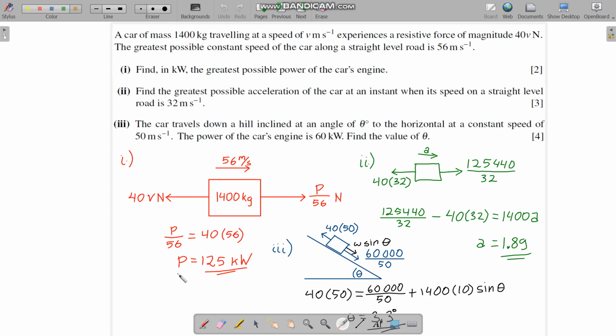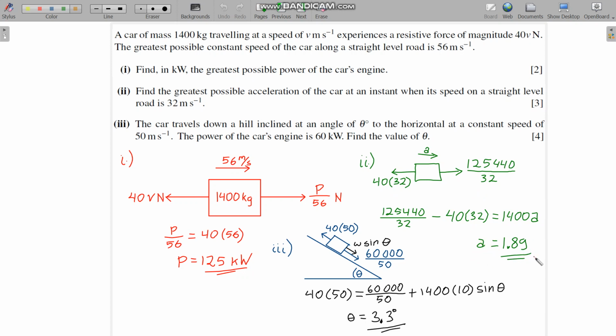I greatest 132. Okay, so we have acceleration. The greatest possible acceleration happens when the power is the greatest, so we use the same power. This is the value before rounding off, divided by the speed 32. We have the resistive force 40 times the velocity, so sigma F equals ma. We get the acceleration.